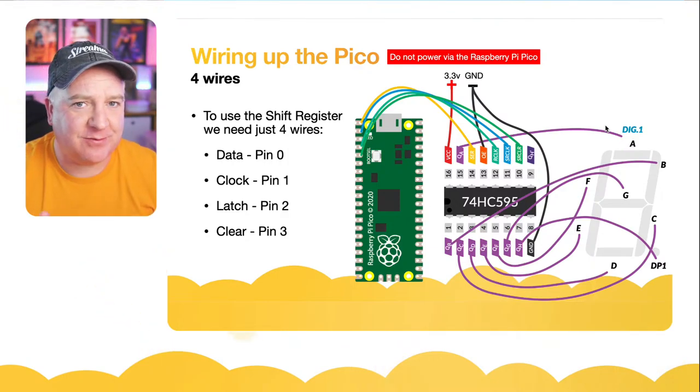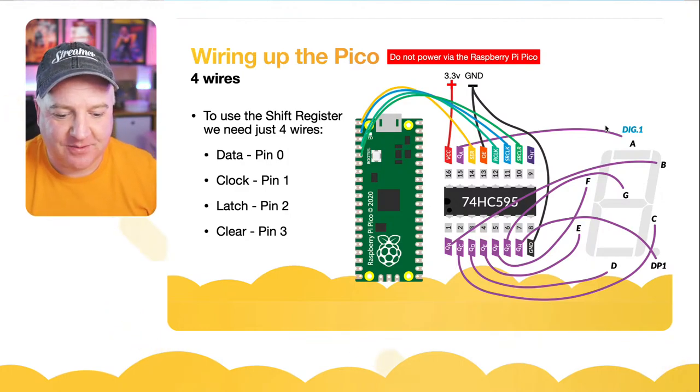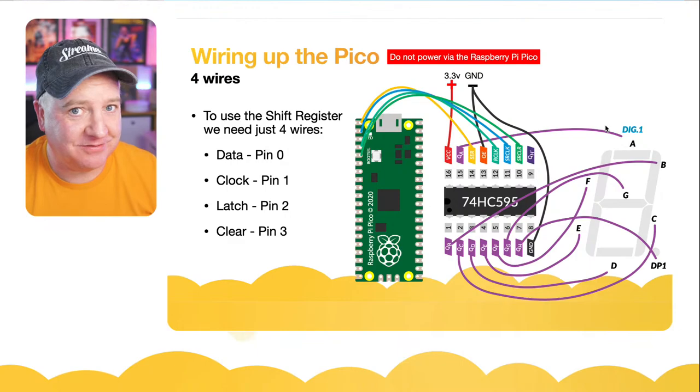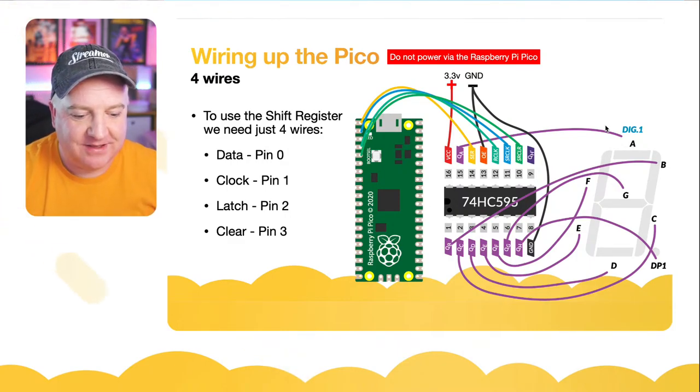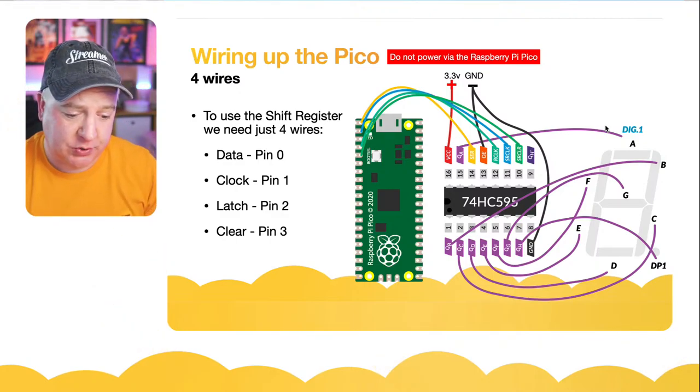You don't actually need the clear, but I've just added it to make it easy for me to troubleshoot, because if you get halfway through and you fed something into the register, you don't know what's in there and you don't know how many pins in it is, so you'd have to send 8 digits just to wipe it. But if they're not working or you're trying to troubleshoot, that's why it's useful to have a clear, just to start again.